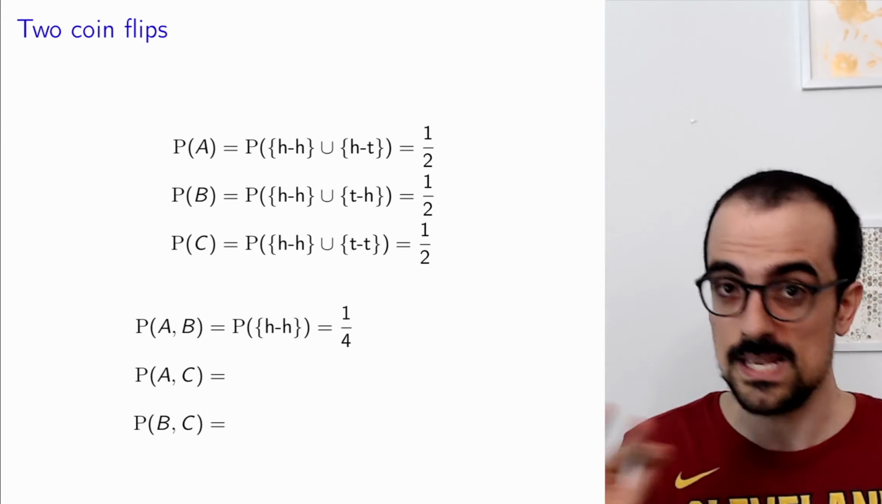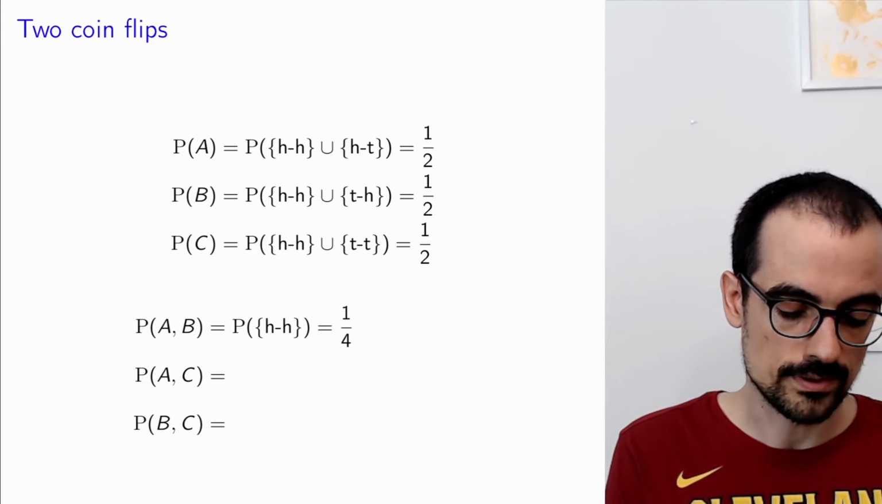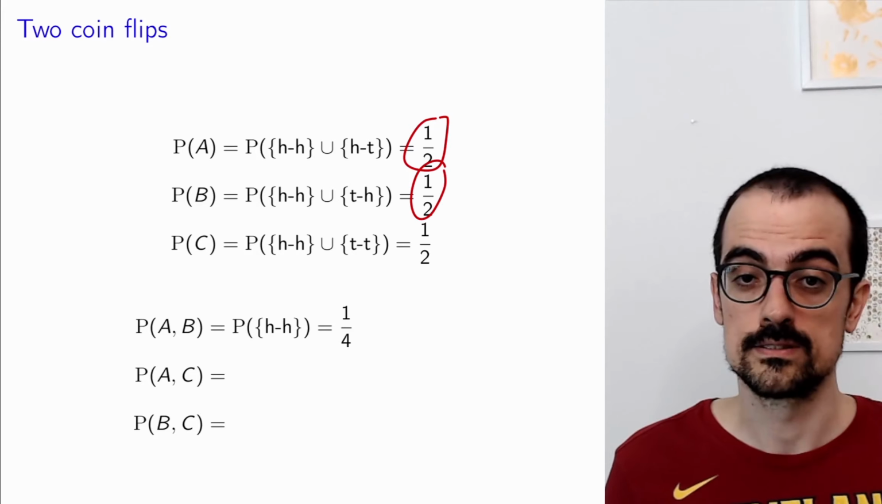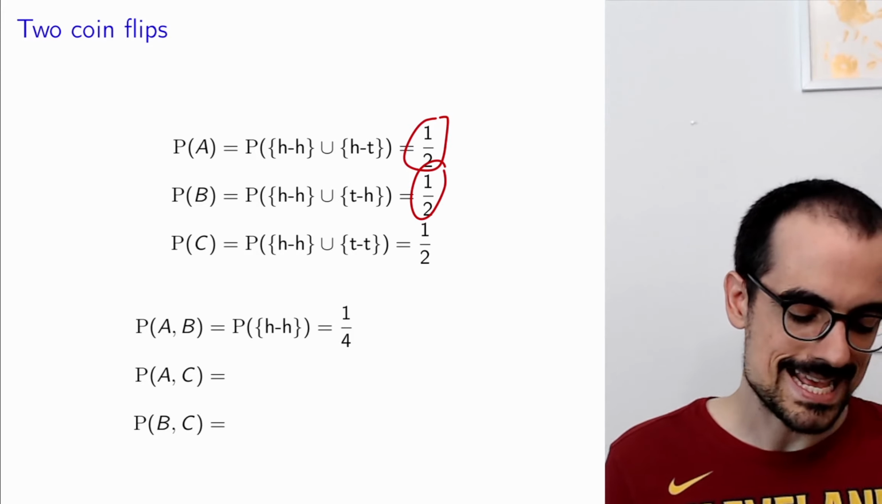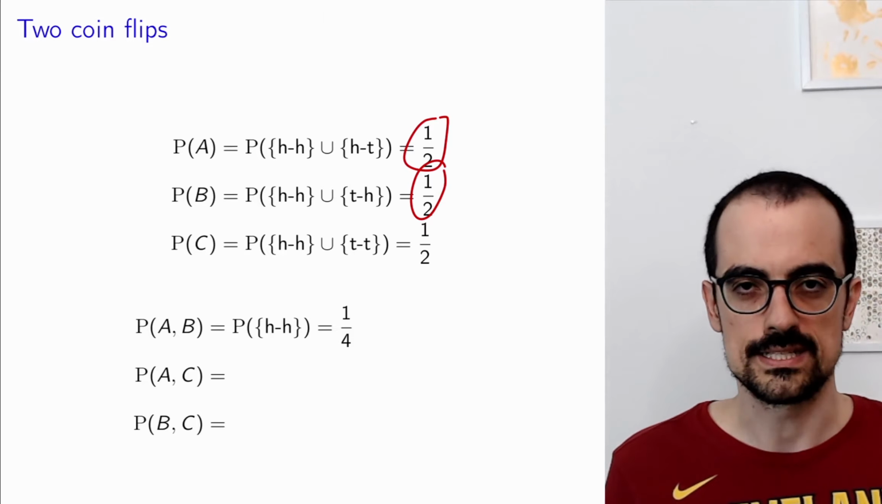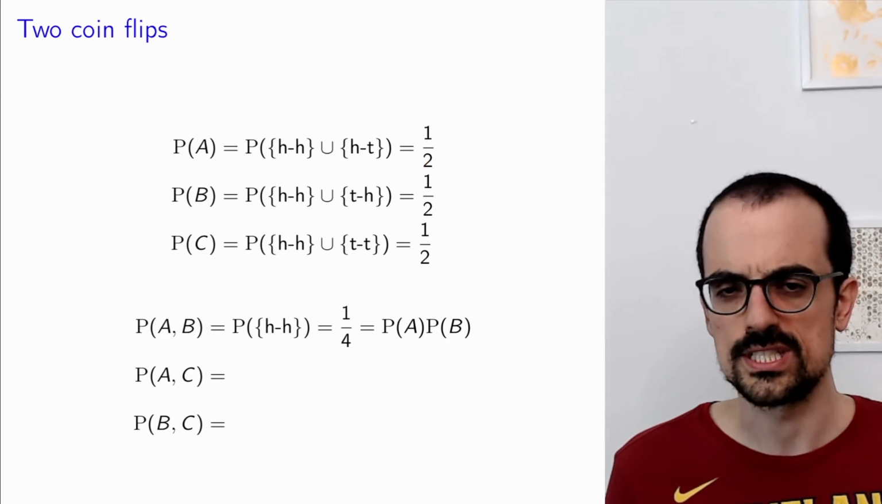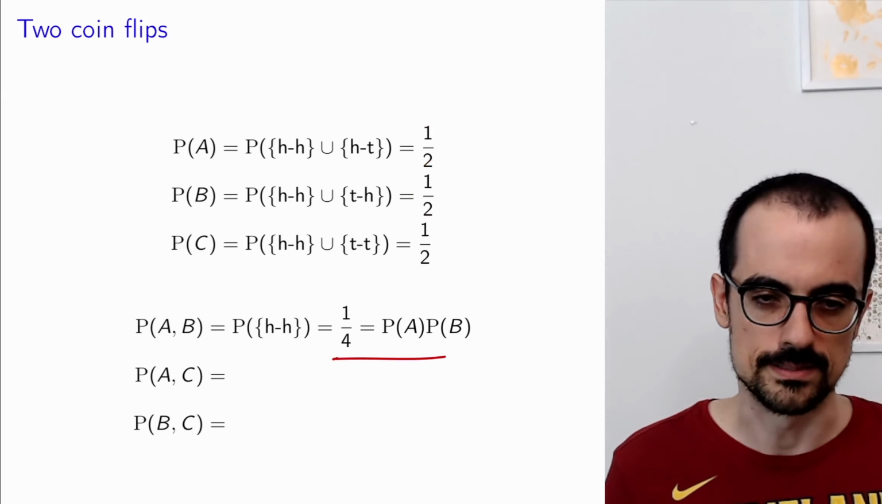So this tells us immediately that A and B are independent, right? Because 1/4 is equal to 1/2 times 1/2. What's the intersection between A and C, which is first coin flip is heads and both coin flips are the same? Actually, it's the same event, right? Oh, this is just what I just said. Okay, so they are independent.